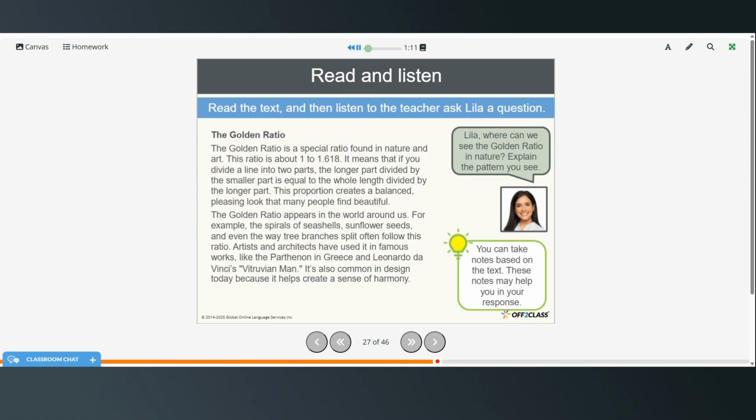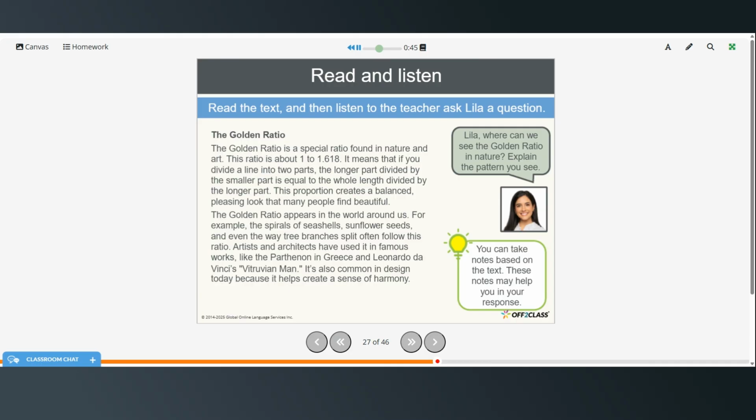The golden ratio. The golden ratio is a special ratio found in nature and art. This ratio is about 1 to 1.618. It means that if you divide a line into two parts, the longer part divided by the smaller part is equal to the whole length divided by the longer part. This proportion creates a balanced, pleasing look that many people find beautiful.